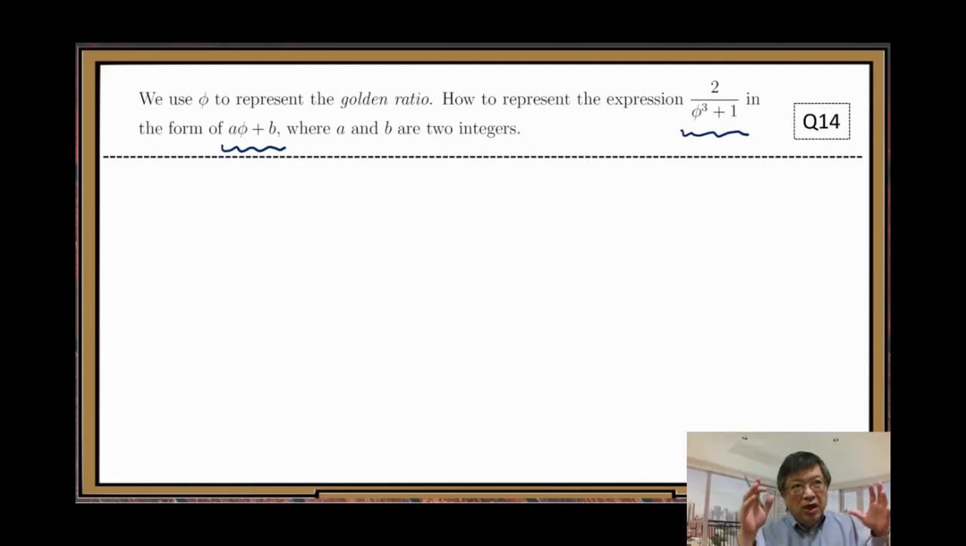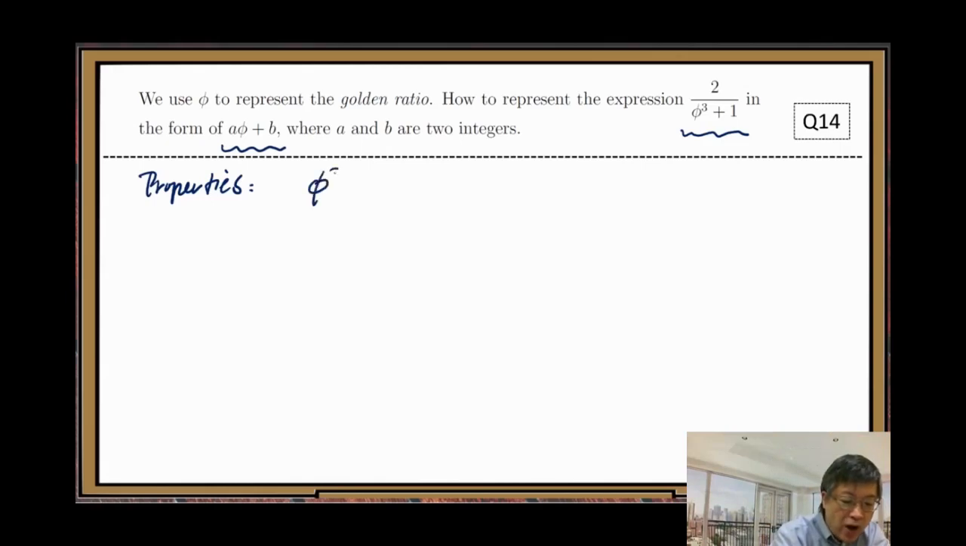So let me just review a little bit. First, two properties we frequently use for the golden ratio. First, how do we get the golden ratio? When we define the golden ratio, we set up an equation, a quadratic equation like this. That is the golden ratio equation. From this equation, we have two commonly used properties.